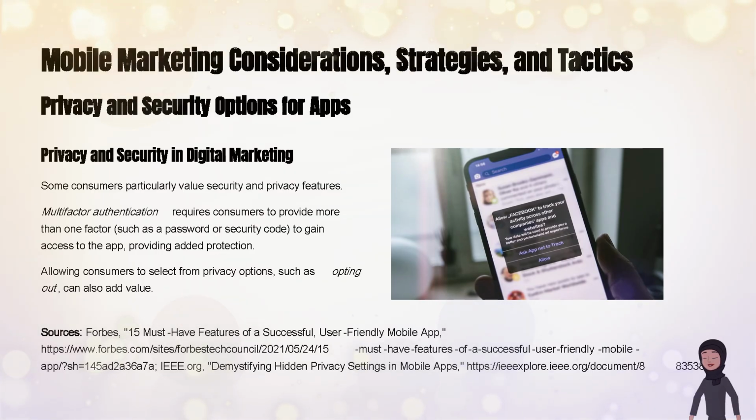Privacy options can also add value. For example, giving consumers the ability to opt out of tracking or choose privacy settings helps them feel more in control. In mobile marketing, privacy and security are not only technical issues, they are also trust-building tools.